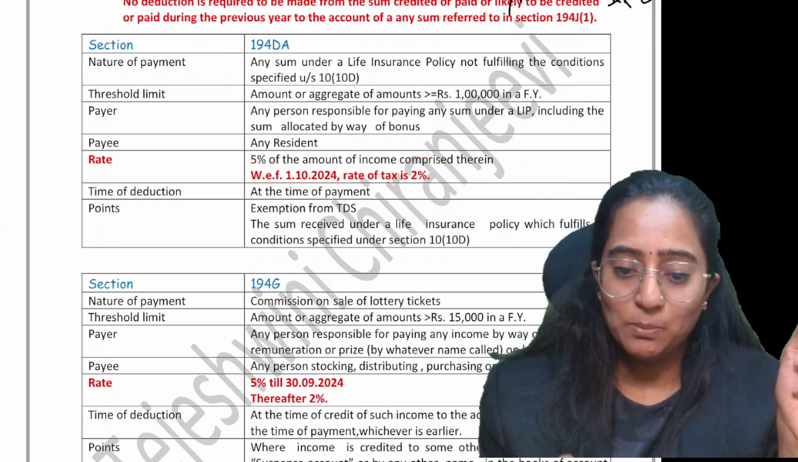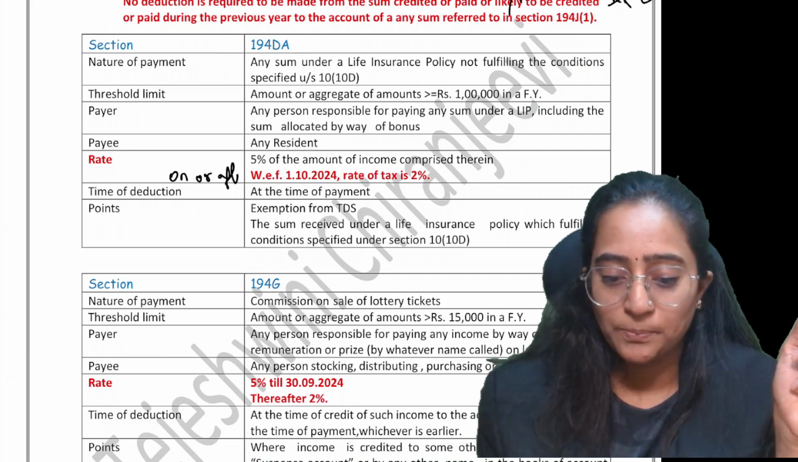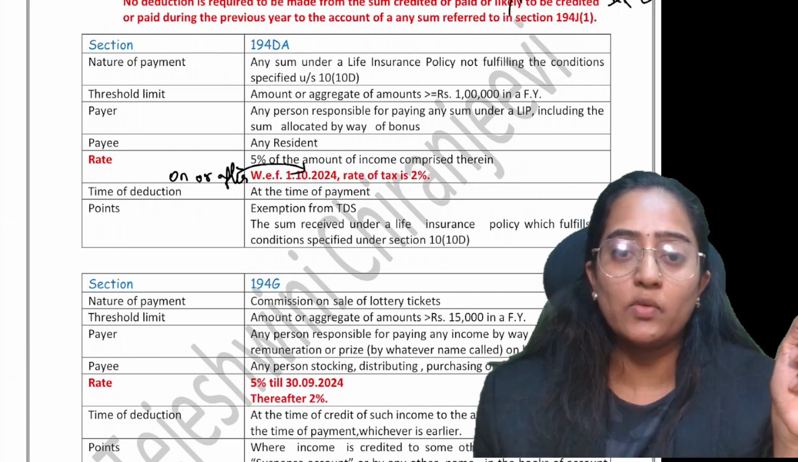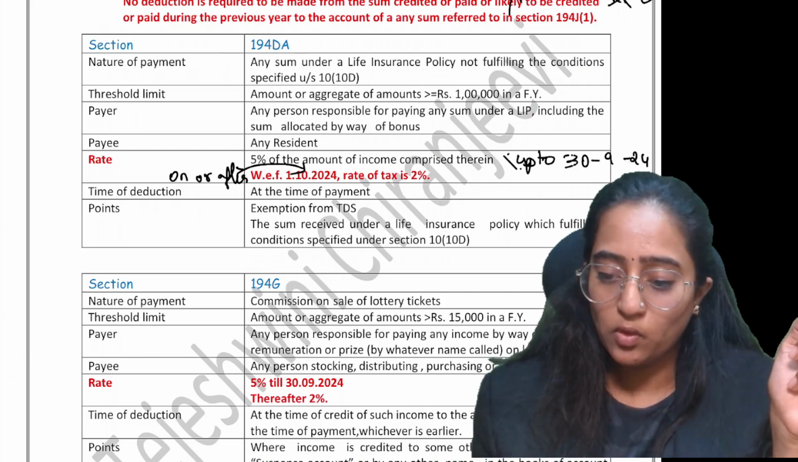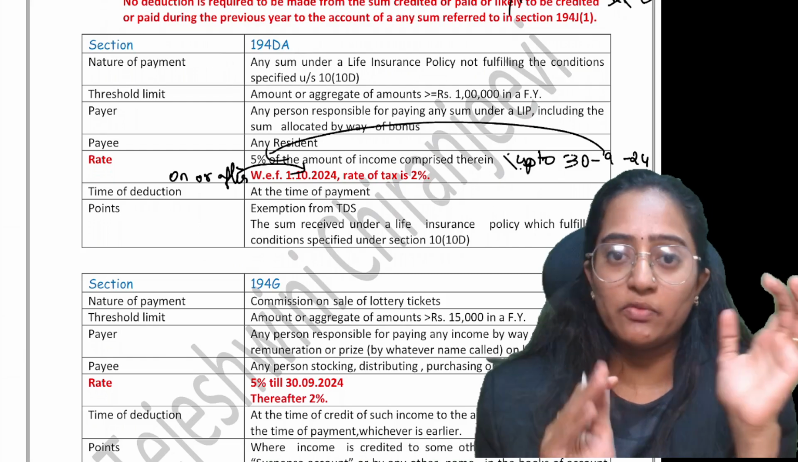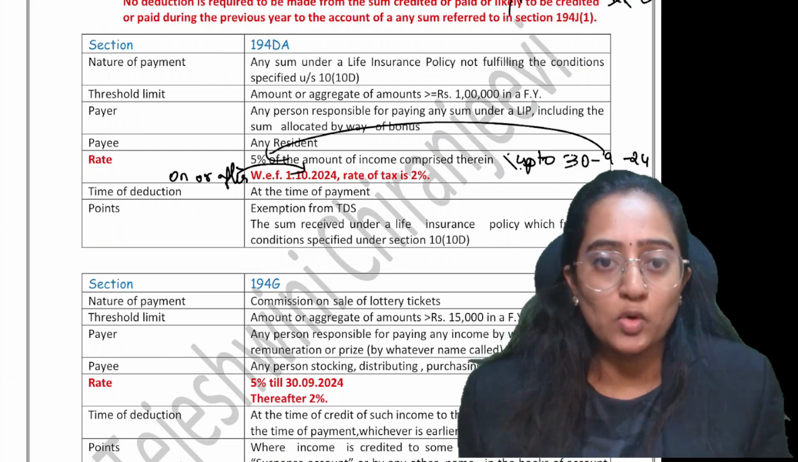With effect from means, for God's sake, remember people, this is on or after 1/10/2024. Up to 30th of September 2024, how much is the percentage applicable? 5%. That is what it means. You write this in every question, every point going forward.